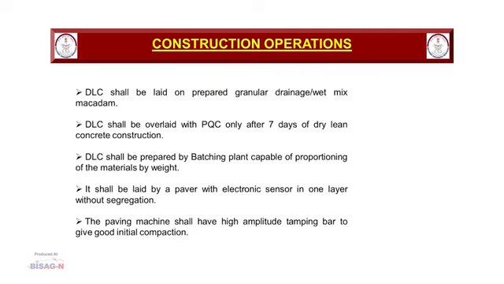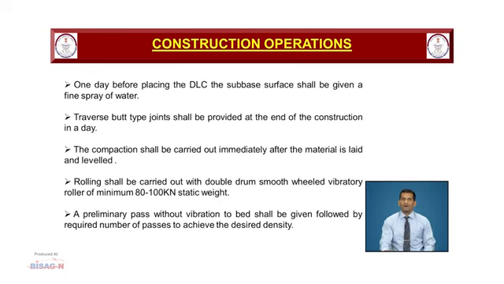The paving machine shall have a high amplitude tamping bar to give good initial compaction. One day before placing of the DLC, the subbase surface shall be given a fine spray of water. Transverse butt type joints shall be provided at the end of the construction in a day. The compaction shall be carried out immediately after the material is laid and levelled.